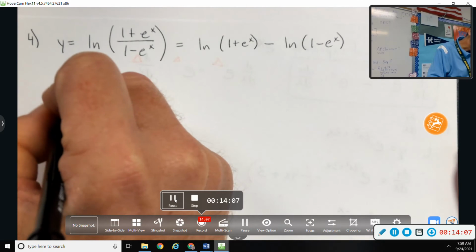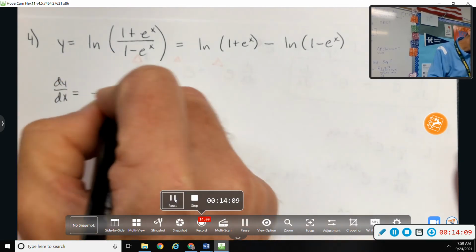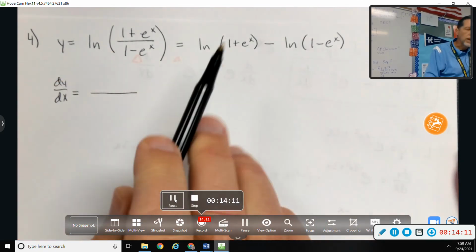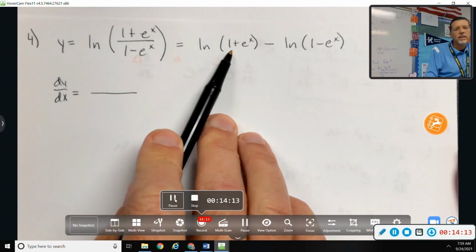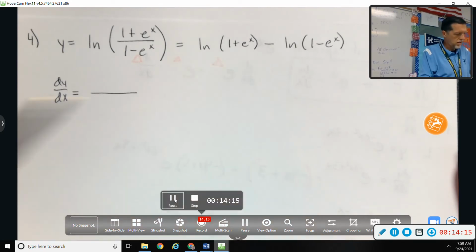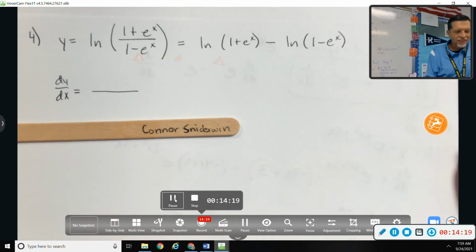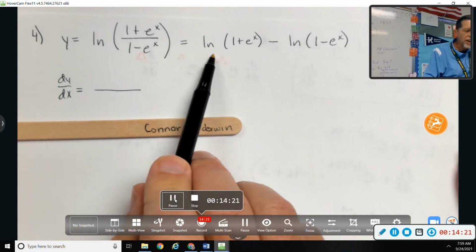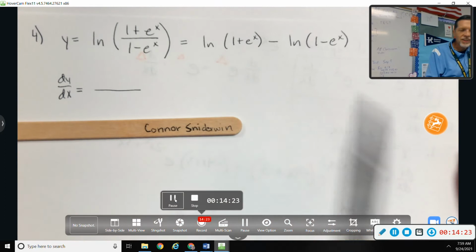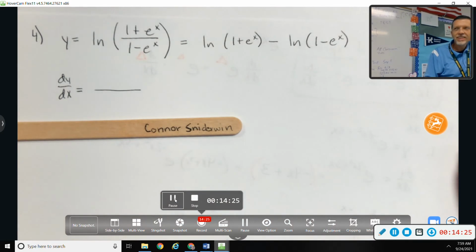So dy dx equals, let's see, I'll put you on the spot because this is a tricky one here. What's the derivative of natural log of 1 plus e to the x? Let's back up and think about the orange triangle here.